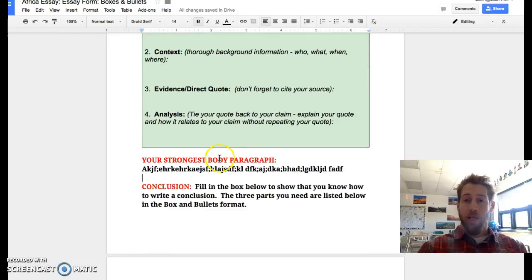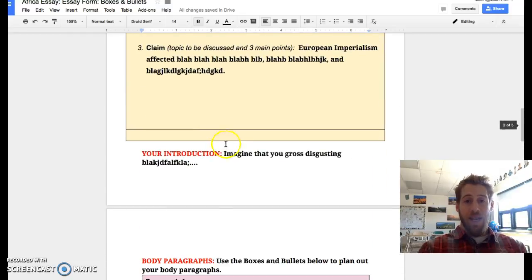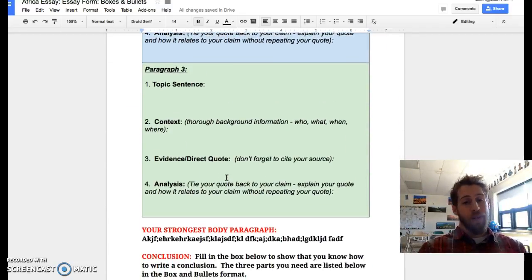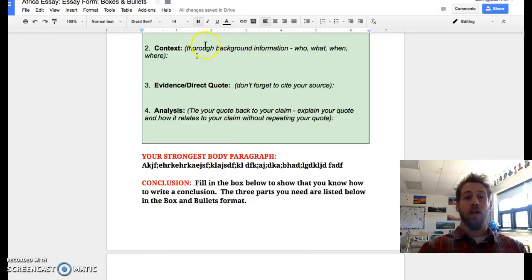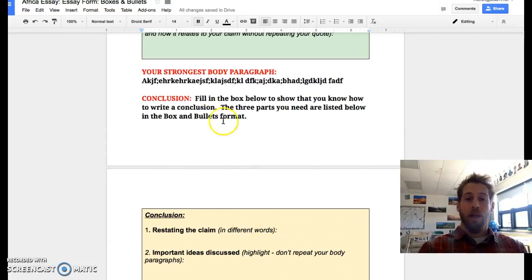But when it comes to your writing in that rubric, I'm looking at this, your strongest body paragraph, and I'm looking at that intro you came up with. That's all you need to do for your essay. It's a pretty good deal, right? Because again, you've got a good idea of how your writing is. Just want to see that you can plan it out. The last piece before we finish up is your conclusion. Fill in the box below to show that you know how to write a conclusion.